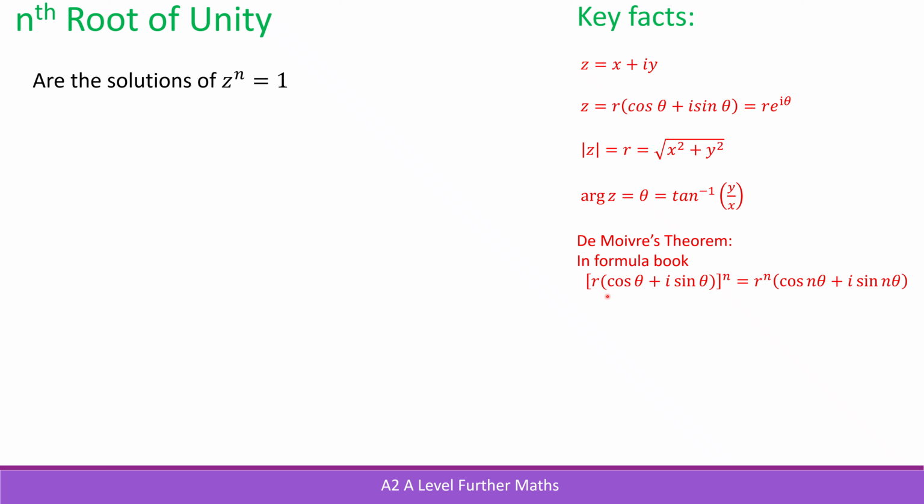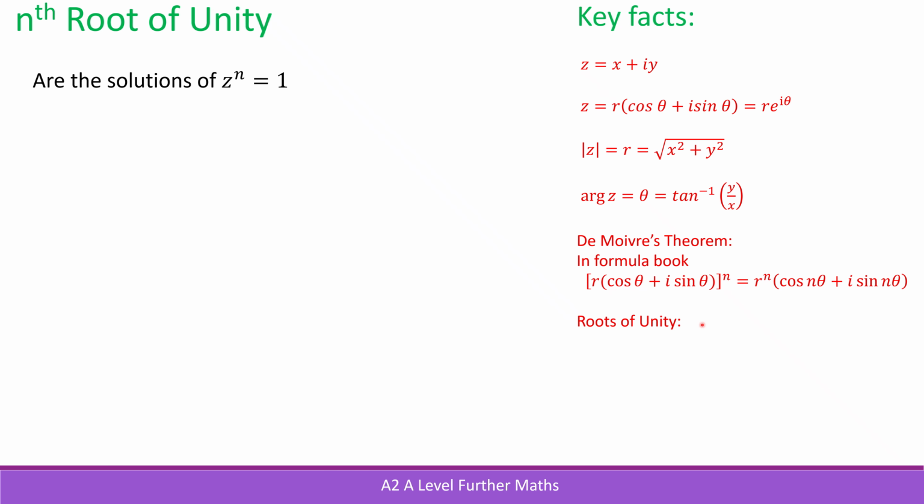So r times cos theta plus i sine theta all to the power of n is the same as r to the power of n, just bringing this first term to the power of n. And then the second part, de Moivre's theorem says that the n can come in front of theta, so it becomes cos n theta plus i sine n theta. So that is what de Moivre's theorem says. This n can be replaced in here as n theta and sine n theta. This is de Moivre's theorem, and it will be given to you in the exam in your formula book.